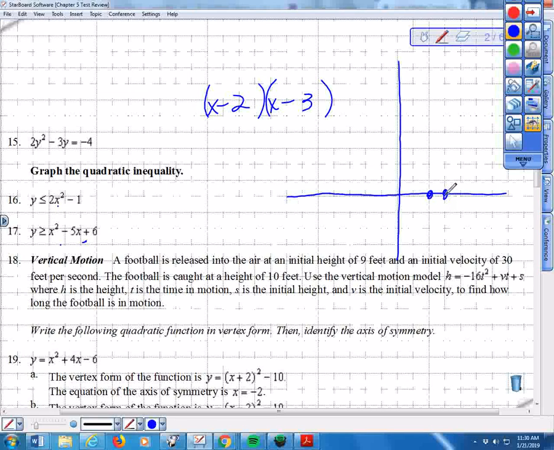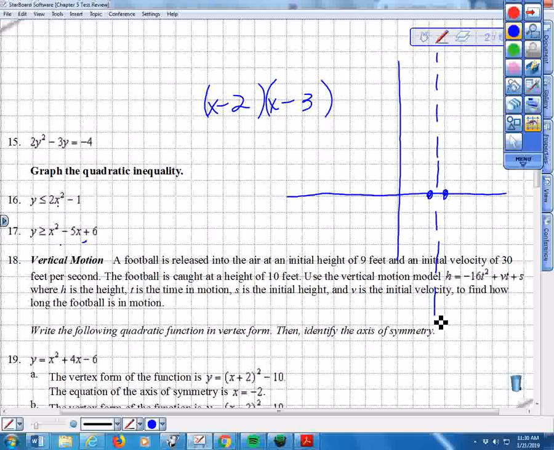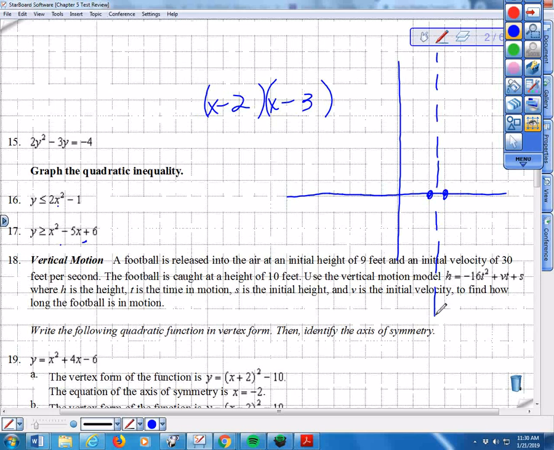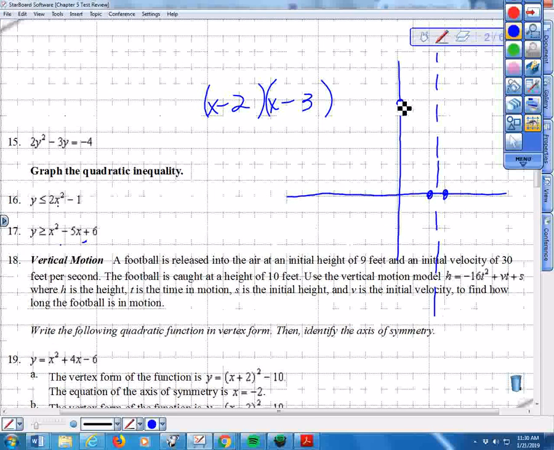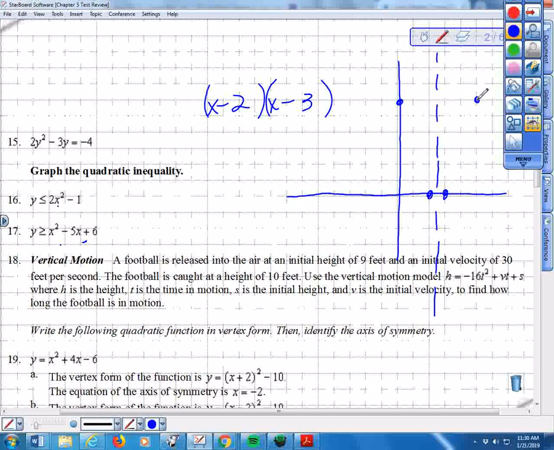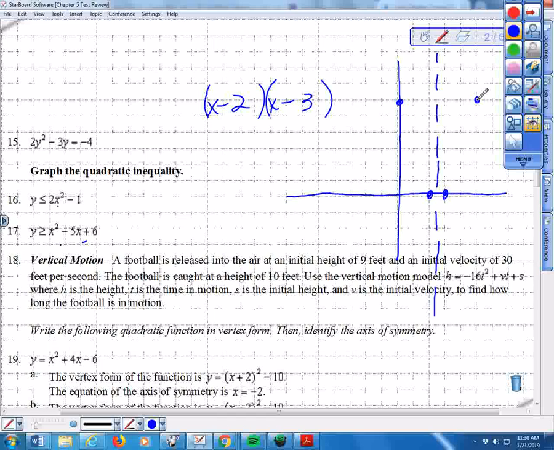I know my axis of symmetry then happens right in the middle at 2.5. My y-intercept is at 6. 1, 2, 3, 4, 5, 6. So I can mirror that over and find one more point. So really all I'm missing is the vertex. Right? And to find the vertex, I just plug 2.5 or 5 halves in for x and solve for y.